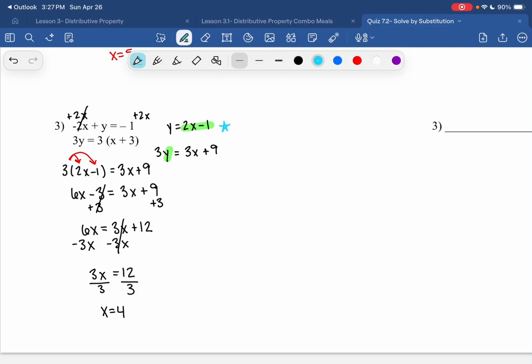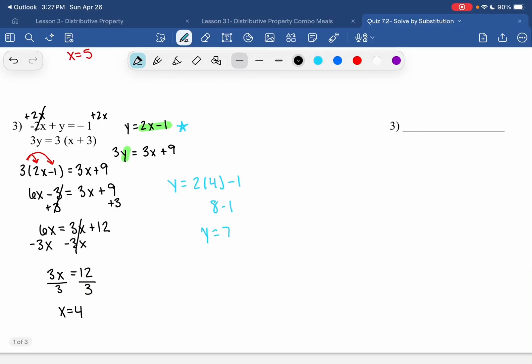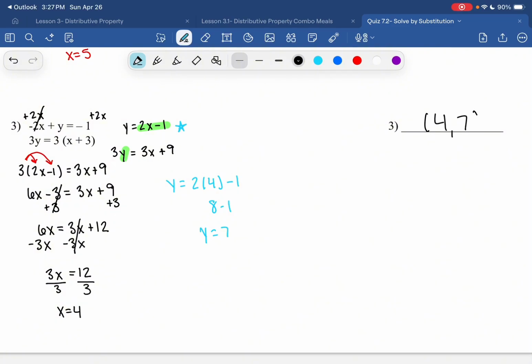So now I have y equals 2 times 4 minus 1. And 2 times 4 is 8, and 8 minus 1 is 7. And you need to write your answer as an ordered pair.